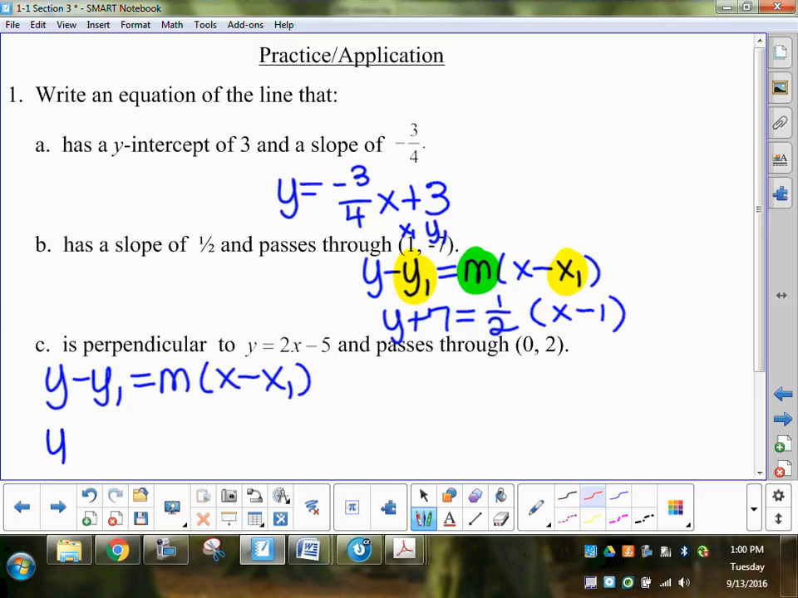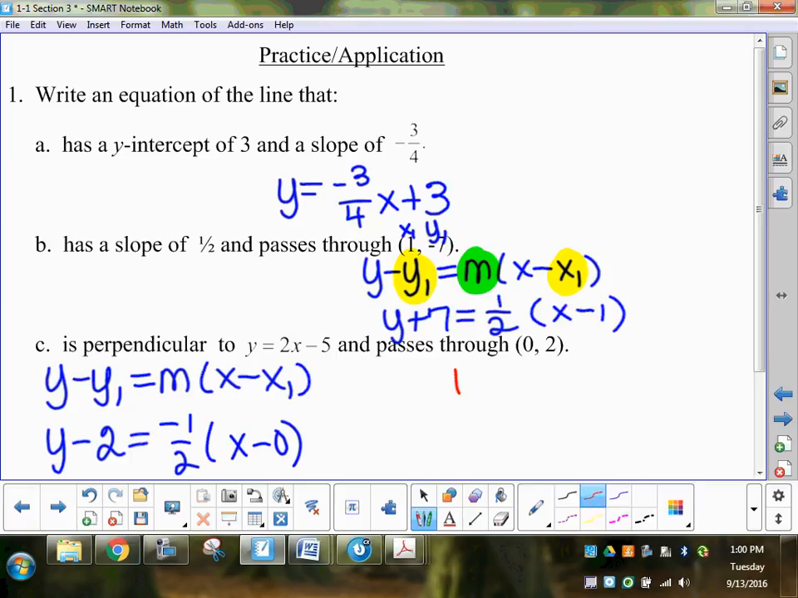Y minus 2 equals negative 1 times the quantity x minus 0. Yeah, we could put a minus here, but it doesn't need to be there. Now, that's not the only way, though, that you could do this. Does anybody see another way that we could do this? We got 2, 3 of you, 4. Zach, what do you say?